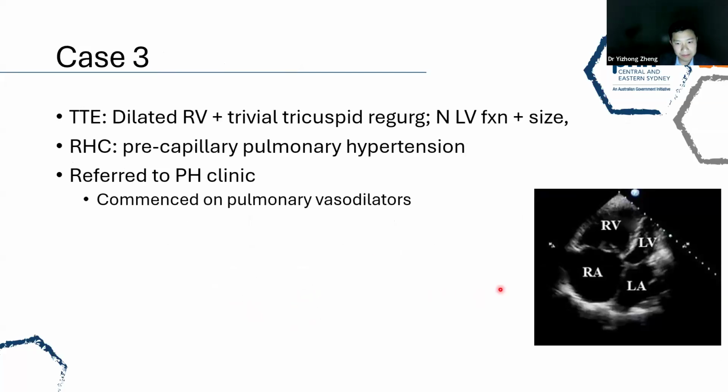So back to our case 3, based on the reduced DLCO, she went on to have further cardiac assessment, a transthoracic echocardiogram, suggesting features of pulmonary hypertension, which was confirmed on the right heart catheterization, with evidence of pre-capillary pulmonary hypertension. She was referred to the pulmonary hypertension clinic and commenced on pulmonary vasodilators.